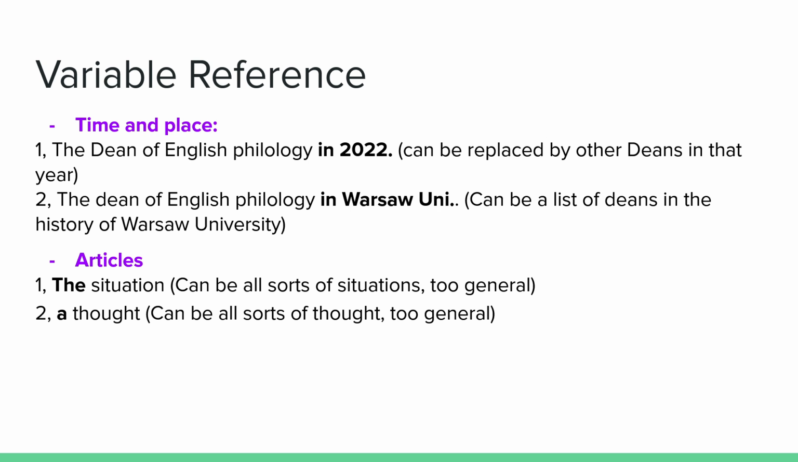In the group of articles of variable reference, the phrase "the situation" has variable reference, because it can refer to all sorts of situations. The second phrase, "a thought," has variable reference because it can refer to all sorts of thoughts.